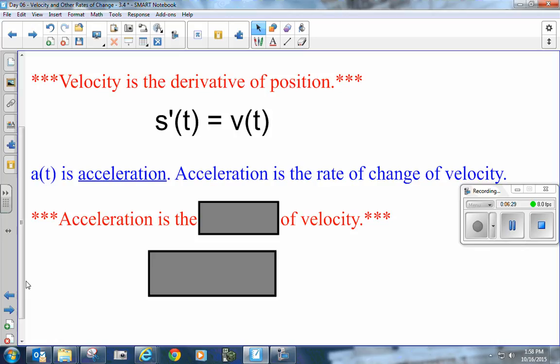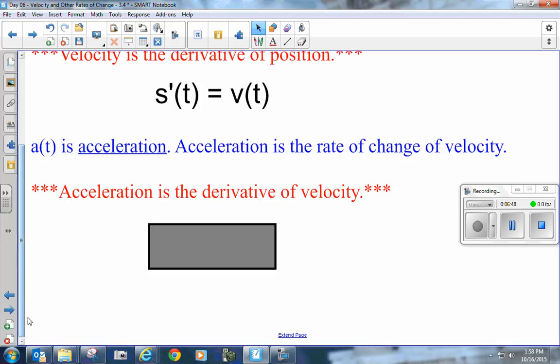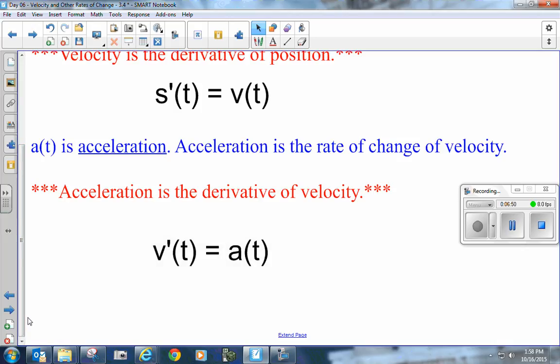And the velocity is the derivative of the position. So if I have the position and I take the first derivative, that gives me velocity, right? If I take the second derivative, which is just taking the derivative of the derivative, that gives me acceleration. So if I take the derivative of velocity, that's acceleration. This also represents the second derivative of position.